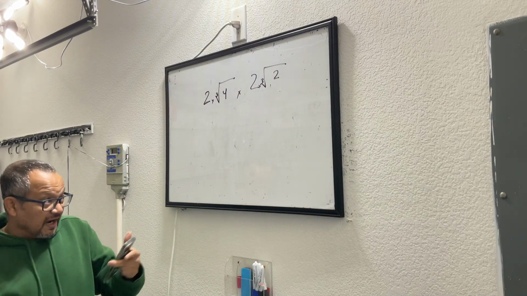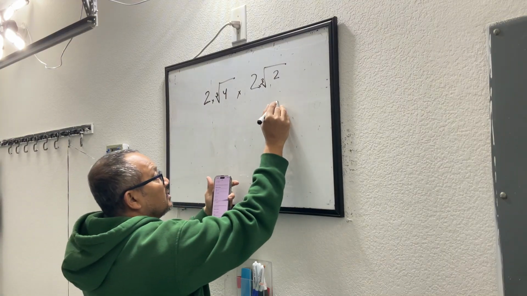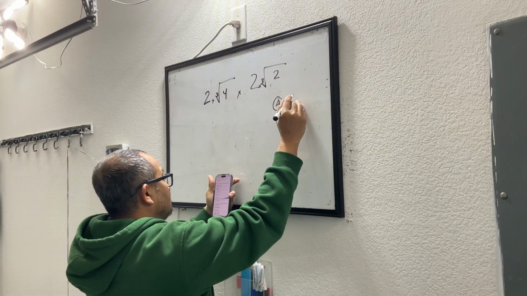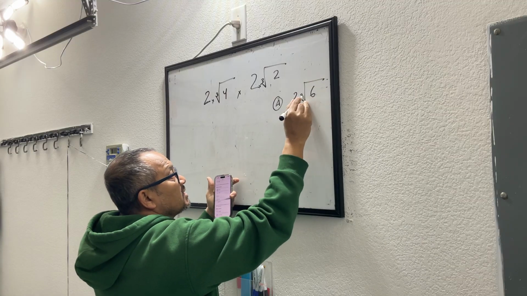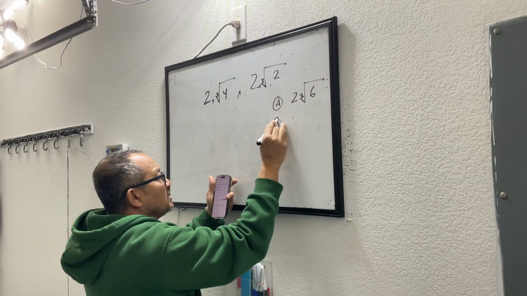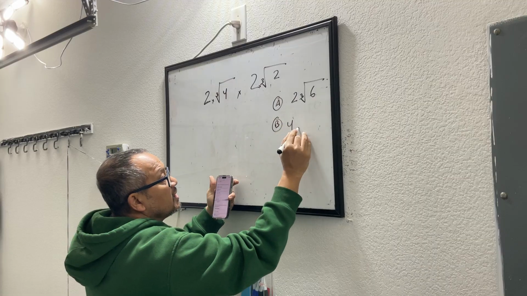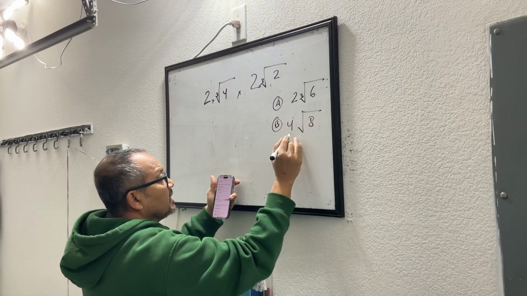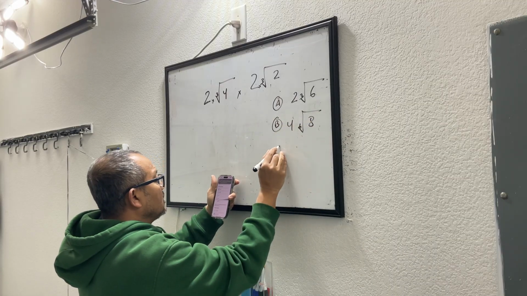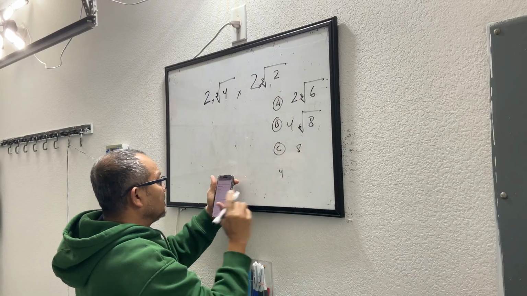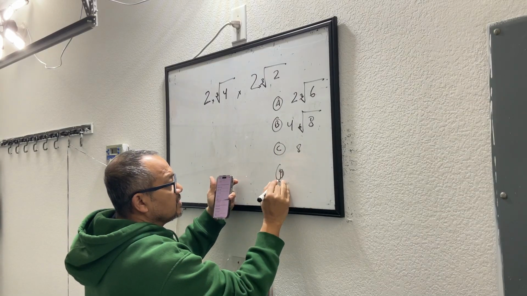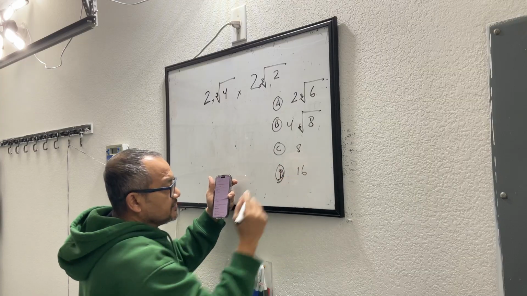And the options you have are: 2, 6 cube root. Second one is 4, 8, 6th root. Third option is 8. Fourth option is 16.